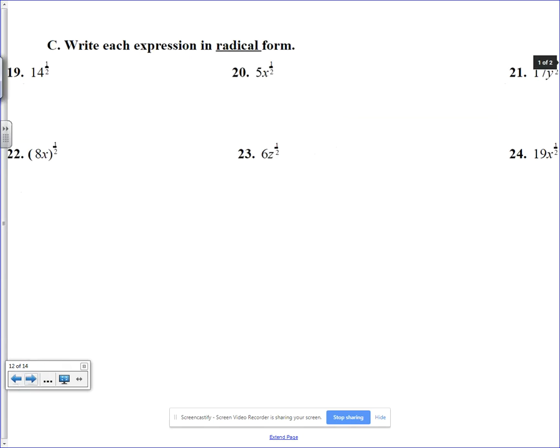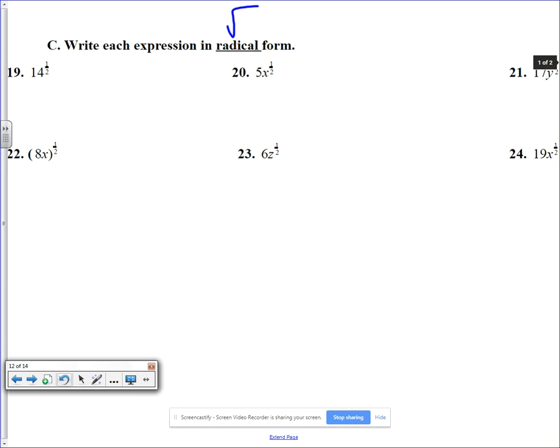It says rewrite each expression in radical form. You guys know what a radical is. It looks like that. What number do we assume is right here if there's nothing written? Nope. 2. This is a square root. Doesn't square mean a power of 2? So if we don't see anything there, we assume it's a 2.